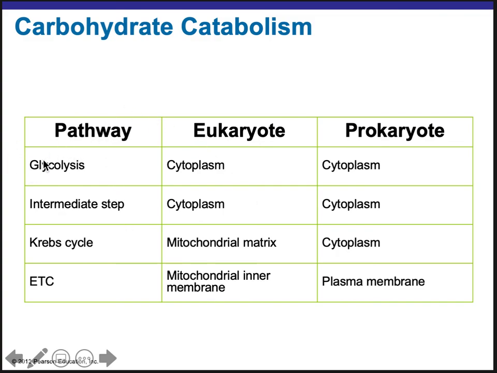You have glycolysis happening in the cytoplasm no matter who you are. The intermediate step to make acetyl-CoA also happens in the cytoplasm no matter who you are. The Krebs cycle happens in the mitochondrial matrix if you're a eukaryote and you have a mitochondria. If you're a prokaryote, it has to happen in the cytoplasm because that's all you got. And the electron transport chain, if you're a eukaryote, happens in the inner mitochondrial membrane. But if you're a prokaryote, you have to use the only membrane that you have, which is your plasma membrane.